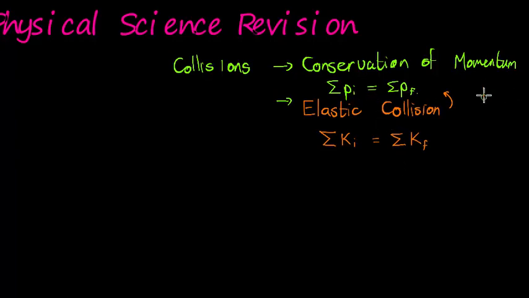Now you need to know that momentum is mass times velocity, and that kinetic energy is half mass times velocity squared. So you take every element in the system, mass times velocity, add them together before, add them together after, and it always has to be equal in an isolated system. If they tell you it's an elastic collision, then you take half mass times velocity squared for everything, and it has to be equal.